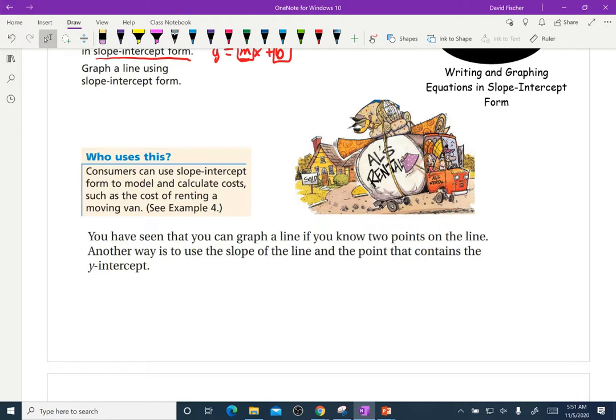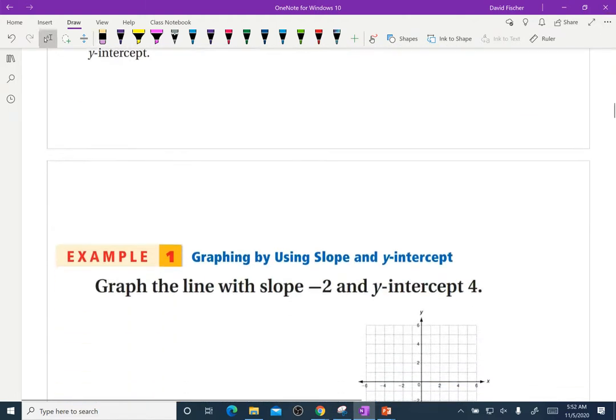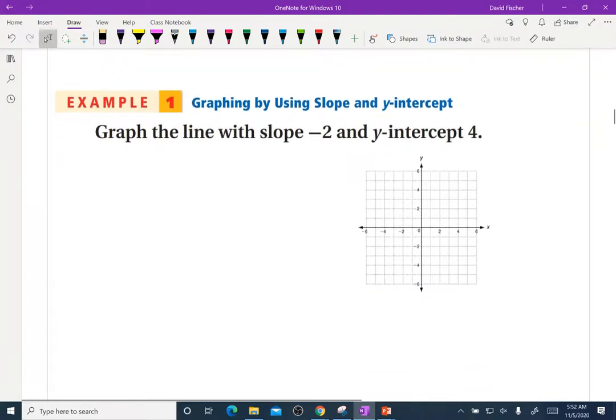And so we want to be able to write an equation and graph what it's going to cost to go a certain amount of distance, especially if the distance isn't on my graph. So you have seen that you can graph a line if you know 2 points on the line. Another way is to use the slope of a line and the point that contains the y-intercept.